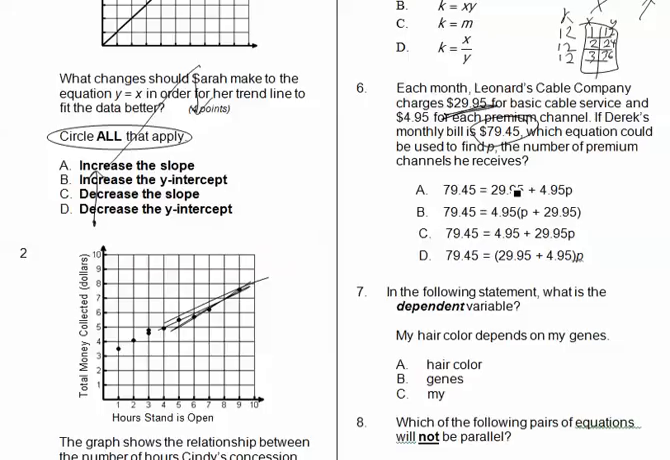So which one of these looks like $29.95 only happens one time? It doesn't have a variable next to it. And then this one, $4.95, is for each premium channel. So it'd be 4.95 times P. So take a look on here and see which one is $29.95 one time, and then the $4.95 times P. Again, I'm not going to work these for you totally. I'm just going to give you some hints and some help.